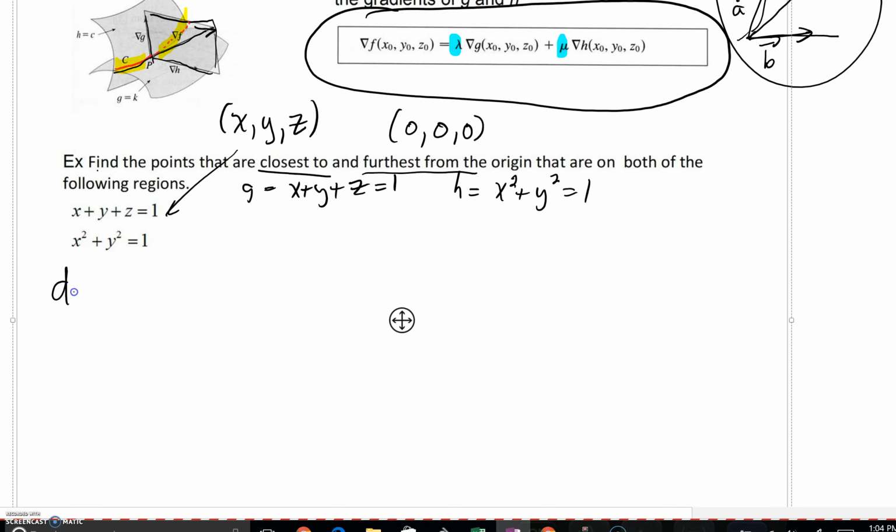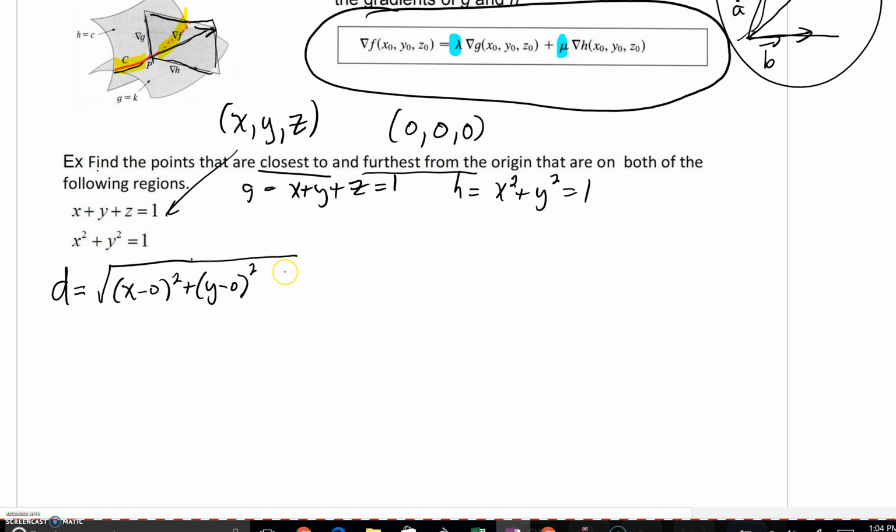Well, starting us off, we could say that sure looks like the distance formula. And we could say, well, that's going to be x minus 0 quantity squared. Here we'd have y minus 0 quantity squared. And then we could say z minus 0 quantity squared.